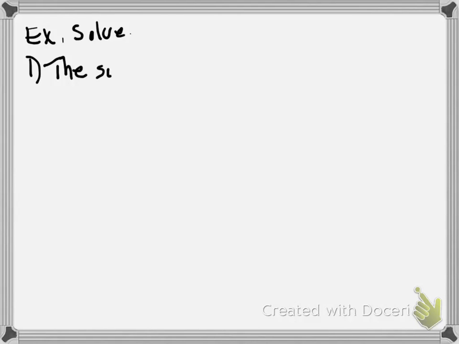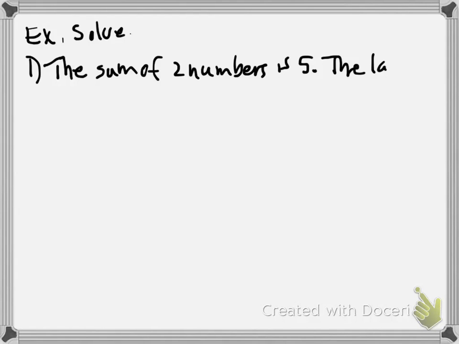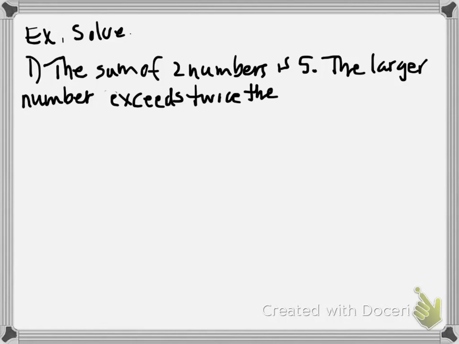So it says, the sum of two numbers is 5. The larger number exceeds twice the smaller by 14. Find the numbers.